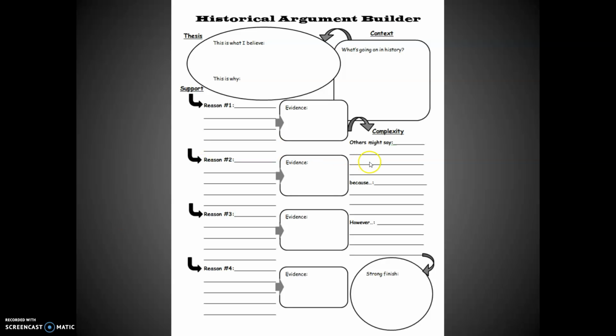So if you look in the upper left here, we see the context section, what's going on in history. Sorry, that's the upper right. Upper left then is the thesis statement, right? What you believe, that's your position. Why is your argument. Right down here is your support, reason, and each reason needs to have evidence. And then over here is your complexity on the right-hand side.